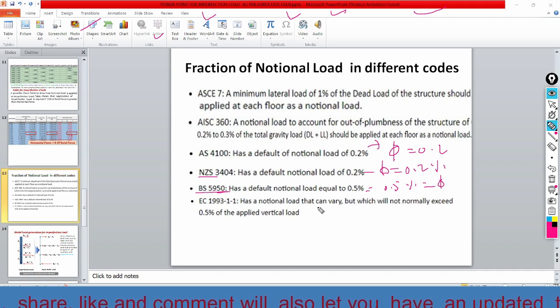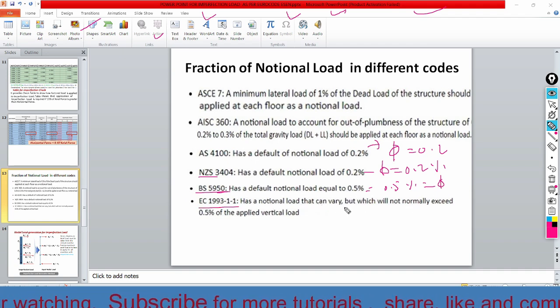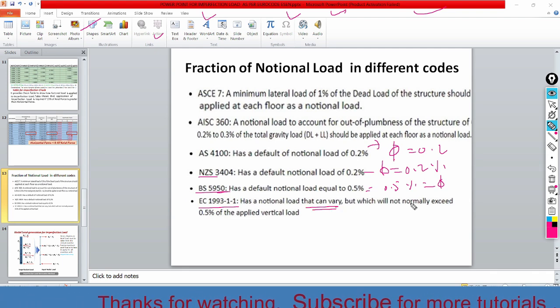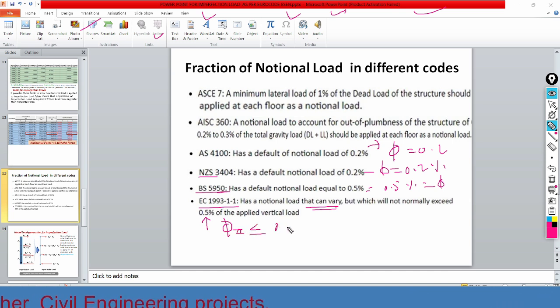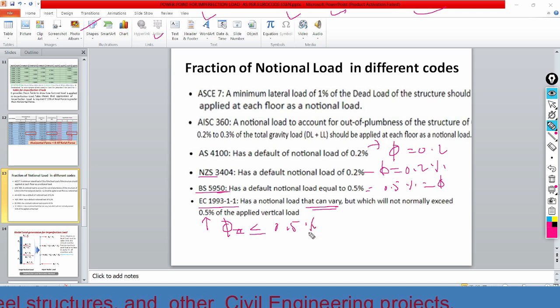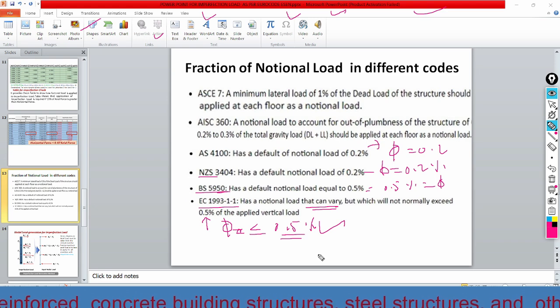Which is the phi value. In the case of Eurocode, the national laws can vary it, but the maximum value is 0.5. So phi should be less than 0.5%. So we can take the maximum value 0.5.